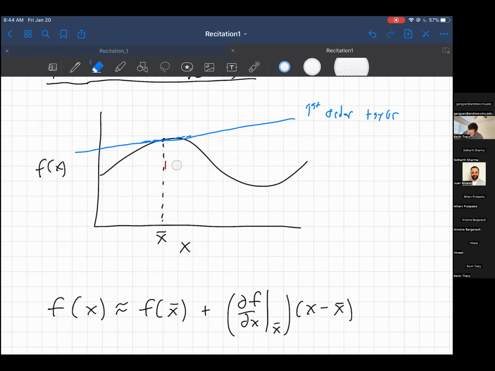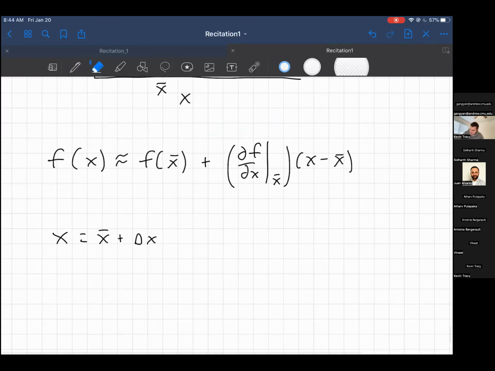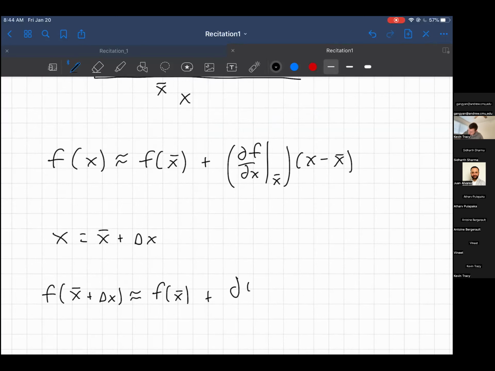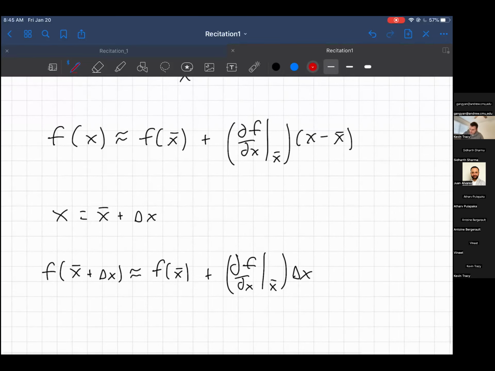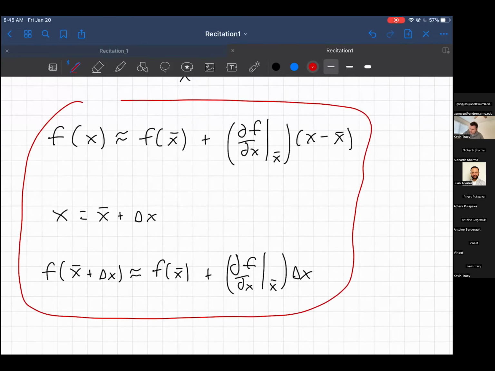So go ahead and erase that. And now I can rewrite the Taylor series just by substituting this in. As opposed to f of x, I have f of x bar plus delta x is approximately f of x bar, that doesn't change, plus df dx evaluated at x bar, that doesn't change, and then a delta x right here. So these three lines tell you everything we have to know about a first order Taylor series for a function with one input.